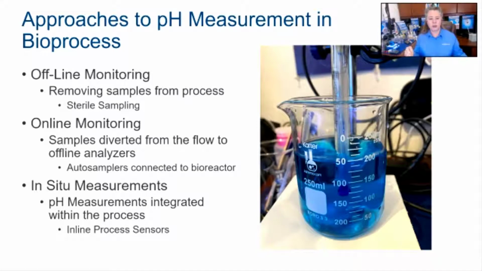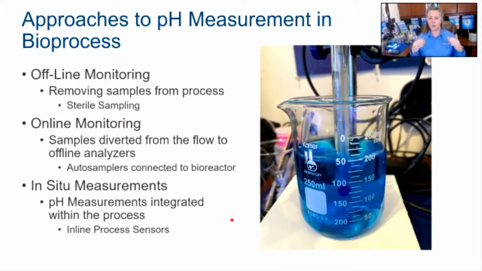Online monitoring is where samples are diverted from the flow to offline analyzers. They're sterile, but they automatically grab aliquots at periodic times during your process and feed that through this sort of robotic loop to give you sampling automatically. Those are cool when you can do it. You have to have a fairly hefty size lab for that with some robotics because they're not inexpensive, but they can give you some great measurements. But again, they are samples in time. They're snapshots.